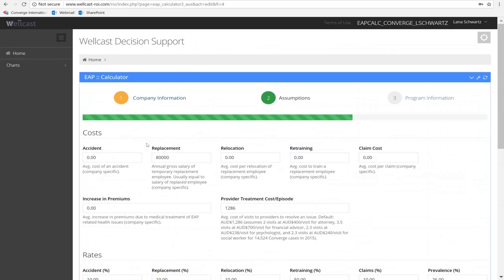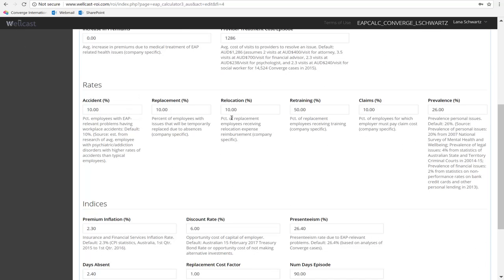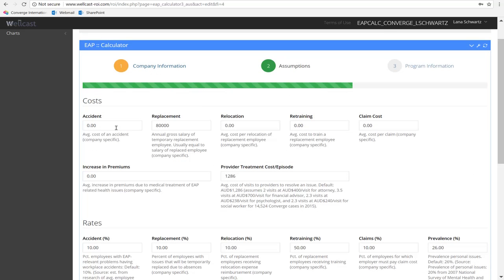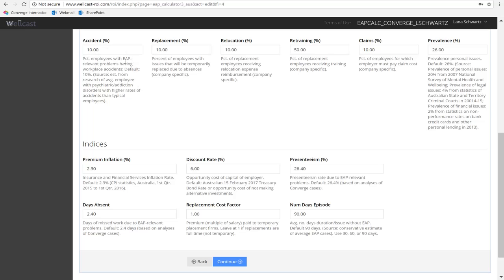Because we've zeroed out these areas up here, accident, relocation, retraining and so on, the percentages actually become irrelevant. However, if we did have a cost up here, let's say it cost $1,000 for every accident we had, we also know that only 10% of accidents are actually caused by things that EAP could be helpful for. So what that would do is take 10% of that $1,000 for each of those incidents. And similarly across here as well. So with retraining, we don't retrain someone every time someone's off work sick, but maybe 50% of the time we do. You can play around there with these figures, but generally we leave them as the defaults.